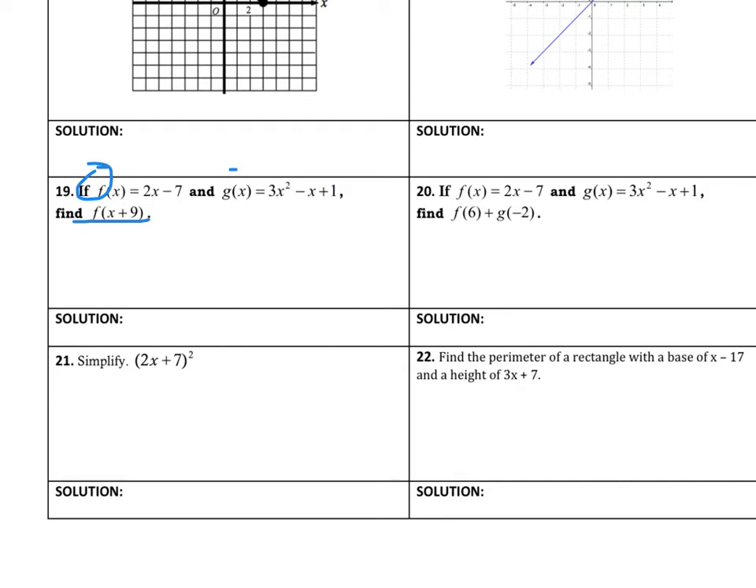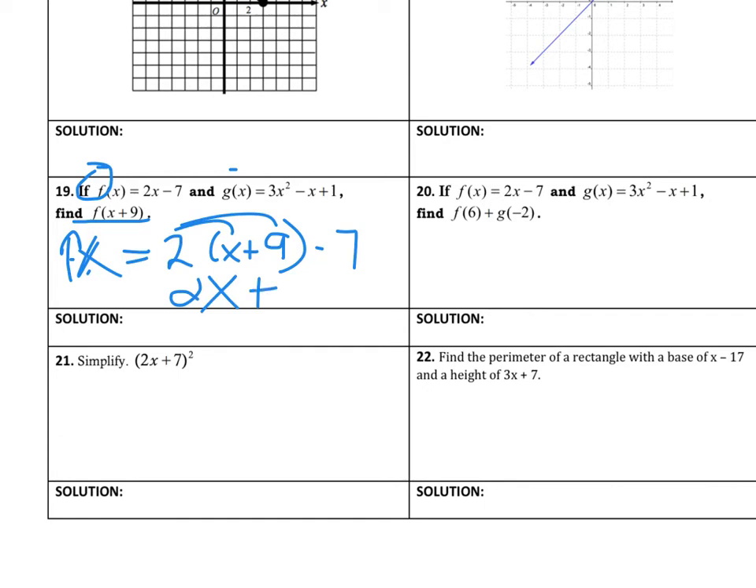So I can say f of x equals 2. So instead of putting my x, I'm going to put x plus 9 minus 7. So PEMDAS tells me to multiply first, so I'm going to distribute my 2, and that's going to turn into 2x plus 18 minus 7. And then I can combine these like terms here. So my answer is going to be 2x plus 11, because 18 minus 7 is 11.